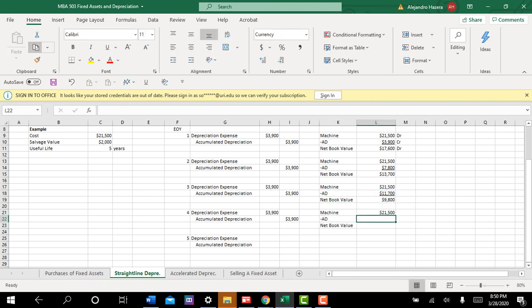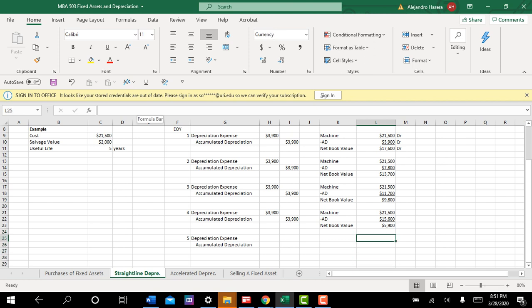This is equal to 21,500. The new accumulated depreciation is going to be equal to 11,700 plus the new depreciation expense of 3,900. So your new net book value is 21,500 minus 15,600, which is 5,900. I'll just show the equations again. That's your new accumulated depreciation, 11,700 plus 3,900, and your new net book value is 5,900, which is just the net of those two items right there.